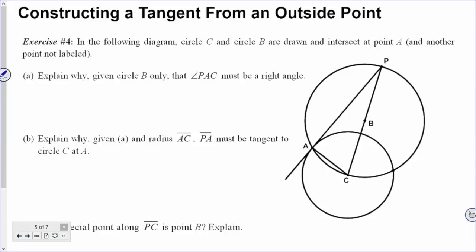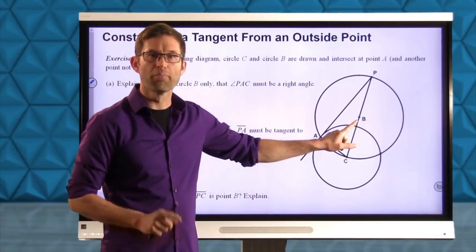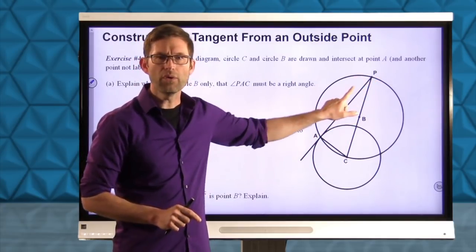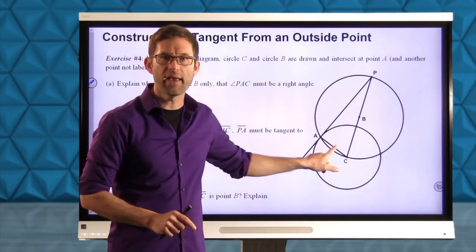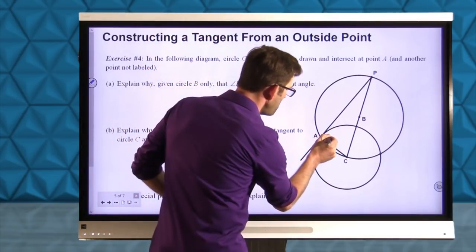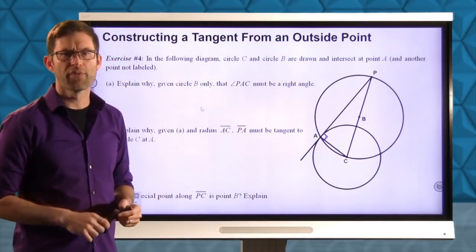In the following diagram, circle C and circle B are drawn and intersect at point A and another point that's not labeled. Explain why, given circle B only, that angle PAC must be a right angle. So, again, I want you to concentrate on circle B only. Don't worry about circle C at all, just circle B. And I want you to explain why angle PAC, this angle right here, must be a right angle. Pause the video for a moment and think about why that is.